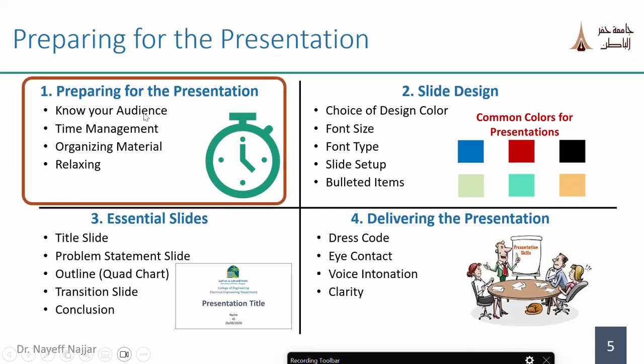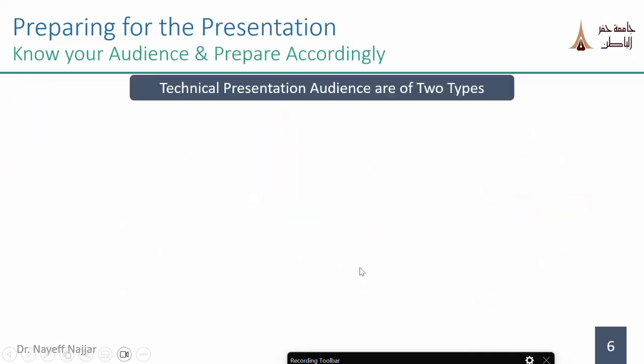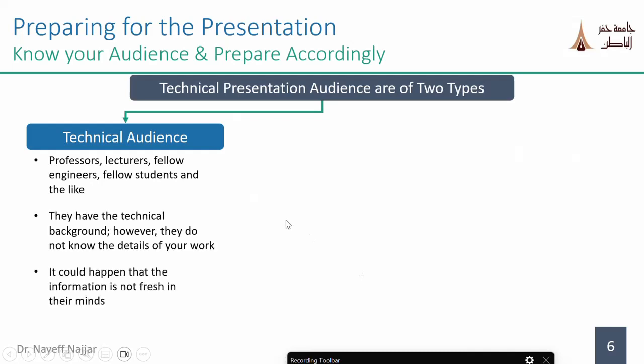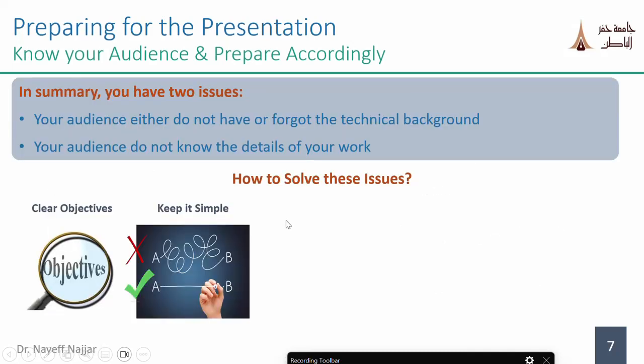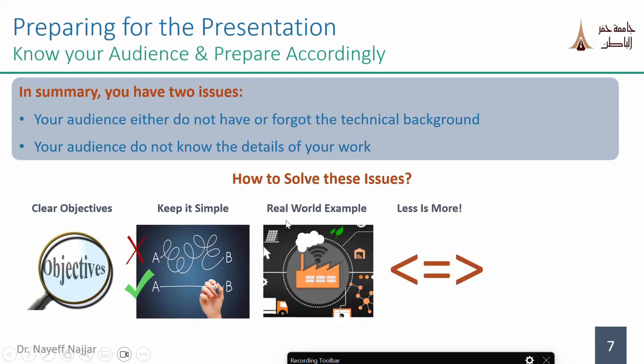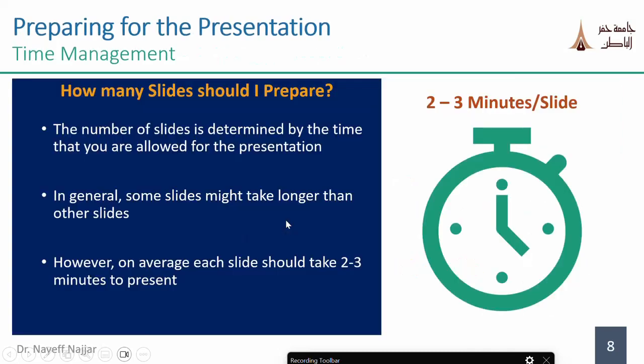So let's focus first on preparing for the presentation. Once again, I'm going to highlight only the basic ideas. For time management: time management is very important. If you are allocated 15 minutes for your presentation, you have to start and finish your presentation within your 15 minutes.